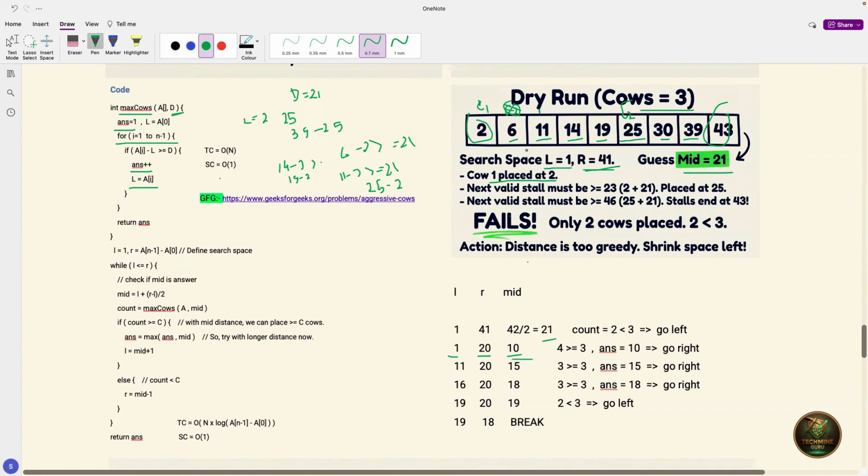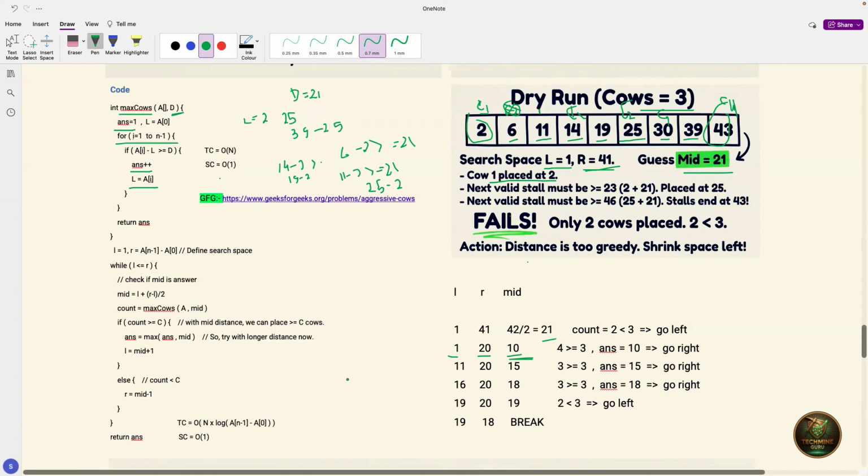10, right? So with 10 as the mid, we can place the first cow C1 at position 2, and the next cow we can keep is at position 14. Why? Because the distance between them will be 12, which is greater than 10, right? So the second cow position will get updated to 14, and now we will again iterate on the array. So the third cow can be placed at the 30th position, because the difference will be 30 minus 14, which is 16, which is greater than 10. So we can place our third cow at the 30th position. Similarly, the last cow we can place at position 43. So now we can keep 4 cows.